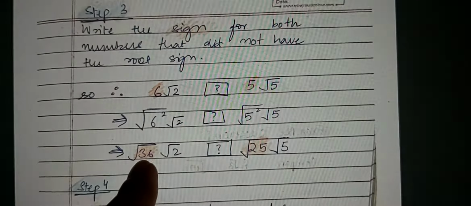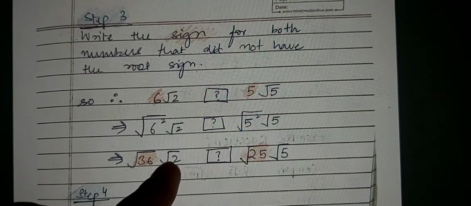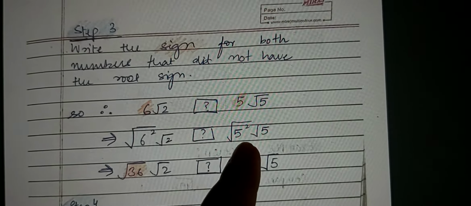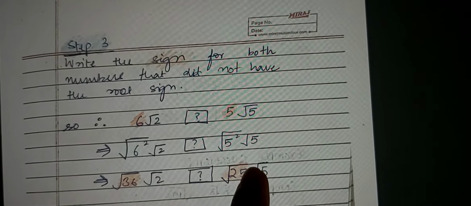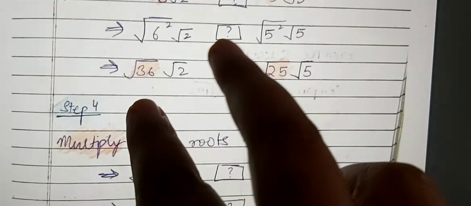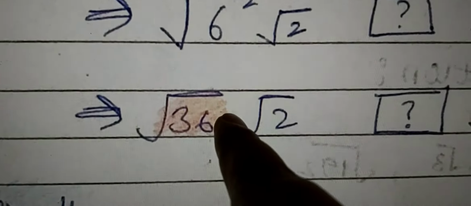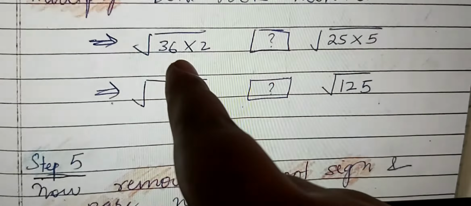Now 6 squared we know is 36, so I get root 36 and root 2. Over here 5 squared is 25, 5 fives are 25, so root 25 and root 5. We already know that if there is no plus, minus, multiplication or division sign, it is a multiplication. So next we're just going to multiply them.